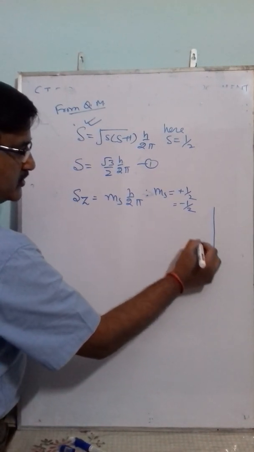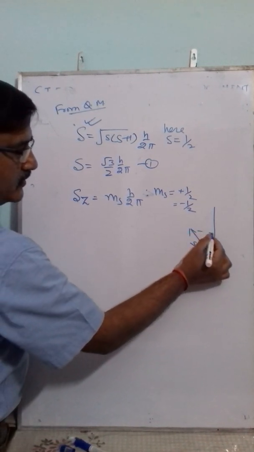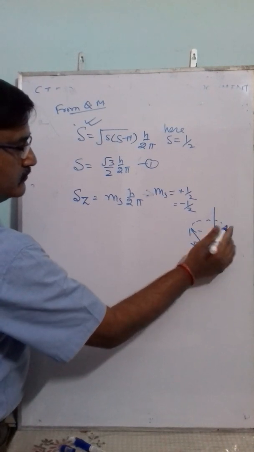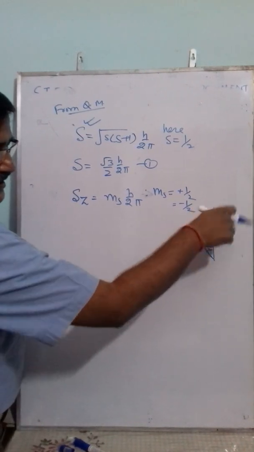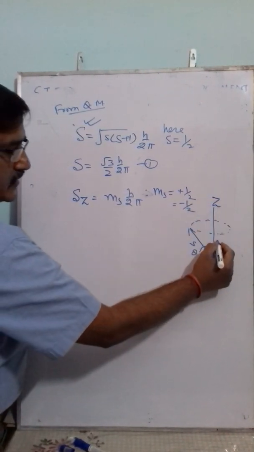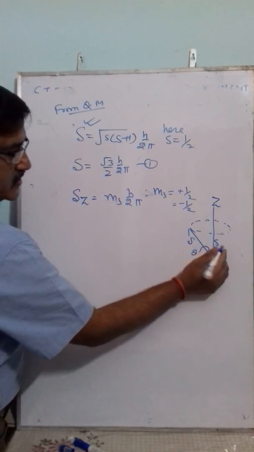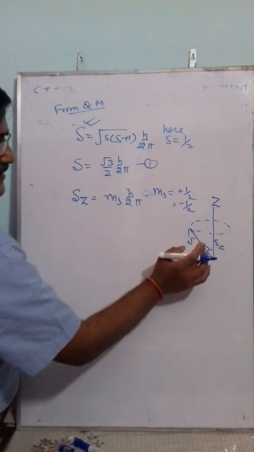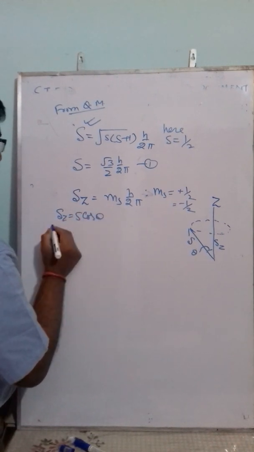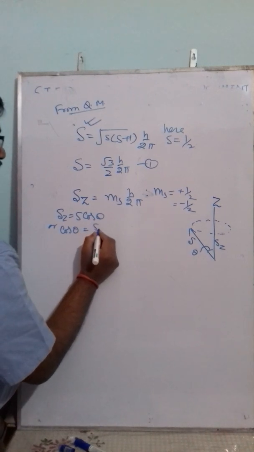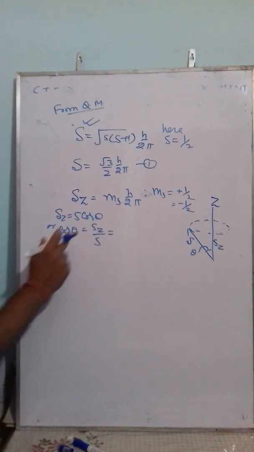Suppose this is the spin S, making an angle theta with the Z axis, and it is precessing about this Z axis. Then S is along this direction, and Sz is along this direction. This Sz component of S can be written as Sz is equal to S cos theta, or cos theta is equal to Sz upon S.